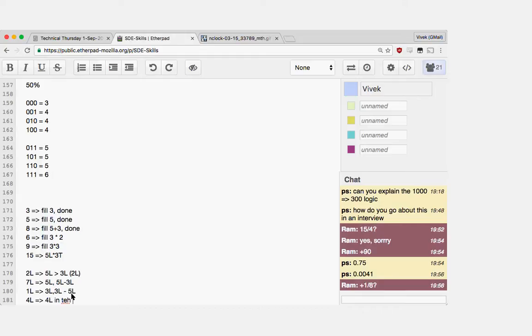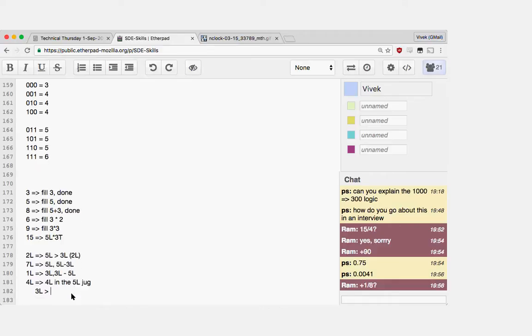Yeah, 4. So you have to throw away from the 3-liter. Fill the 3-liter, fill the 5-liter. Yeah, fill 3. And then what do you do? No, fill the 3, empty it into the 5. The 5-liter is not full. The 5-liter has got space of 2. Then you fill the 3-liter again. Empty it in the 5.